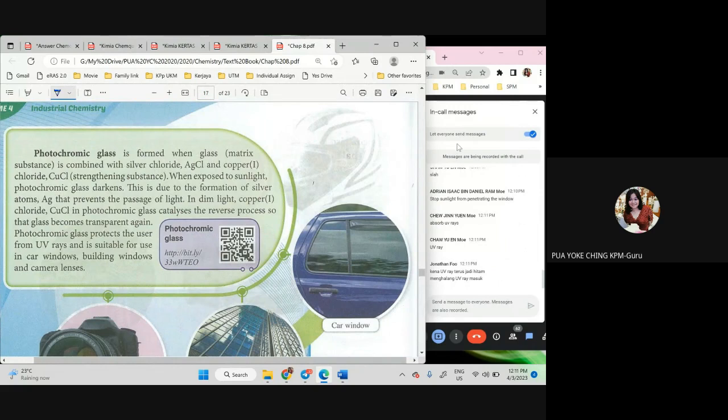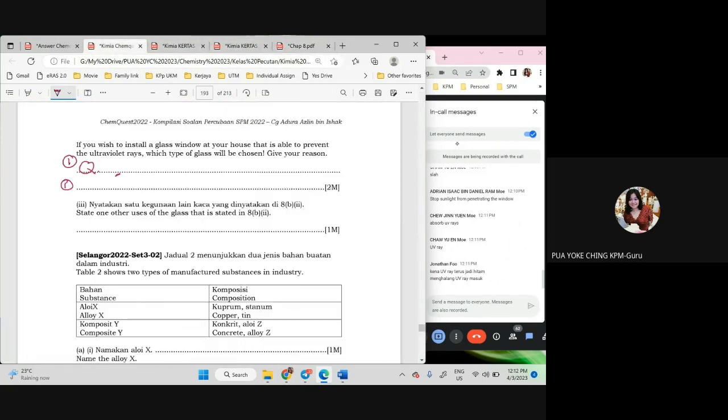Okay. This is protect. Okay, dekat sini dia kata protect the user from UV ray is because it can absorb UV ray. Okay, so jawapan dia ialah it can absorb UV ray. Q can absorb UV ray.